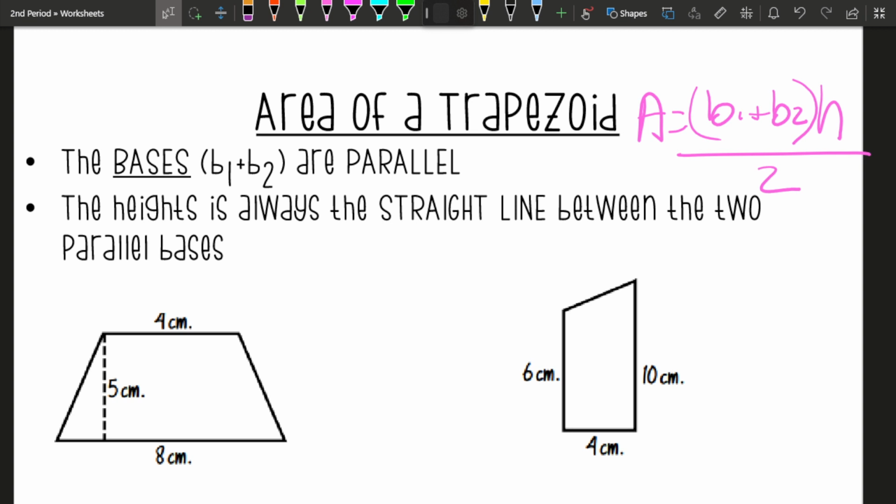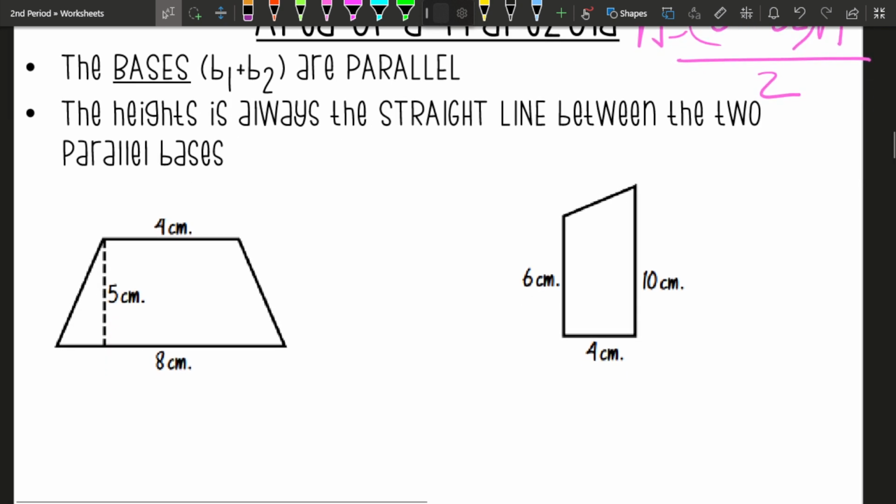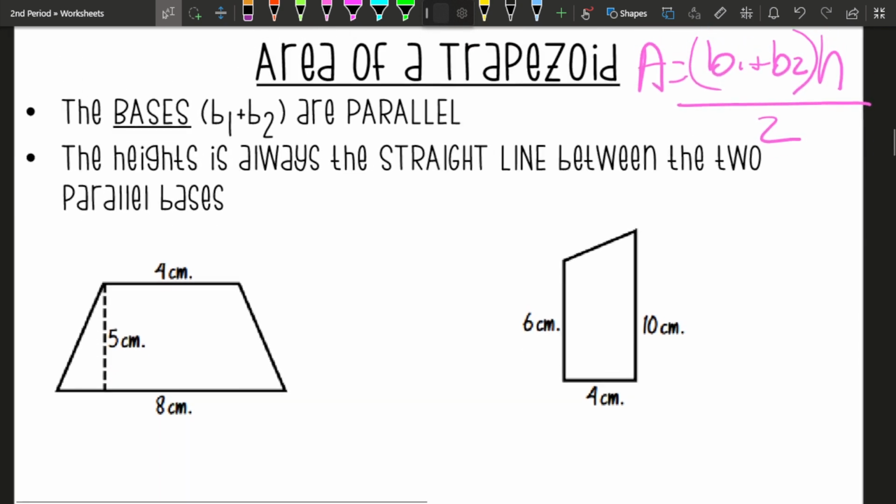Okay? So in this one, we have the first trapezoid on the left. We're going to use that formula. So area. So the 2 bases, again, what are the 2 numbers that are going to make up my bases? Remember, they don't touch each other. What are my 2 bases? What 2 numbers?